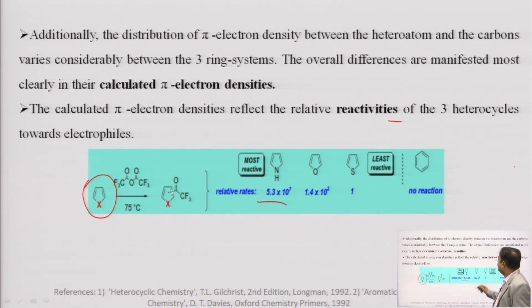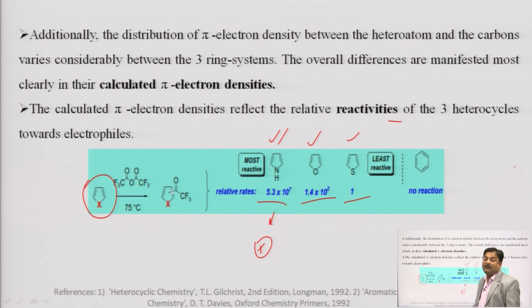You can see pyrrole has the highest rate of the reaction, that is 5.3 × 10^7. After that, furan is there, 1.4 × 10^2, and thiophene is having the least rate of the reaction, that is 1. Okay. So, as I told you, pyrrole is most reactive, followed by the furan, followed by the thiophene, because it will accommodate the positive charge more easily than the furan. Okay, while benzene is not reacting with these compounds.